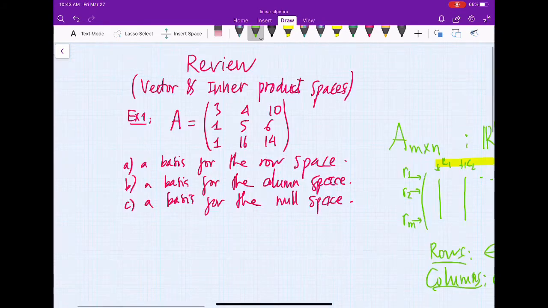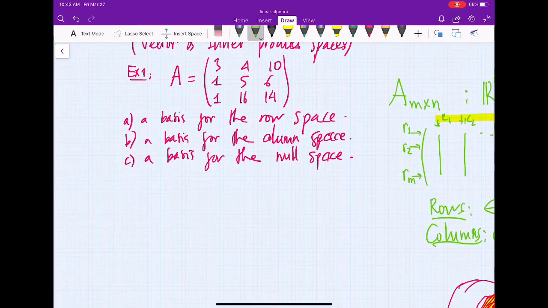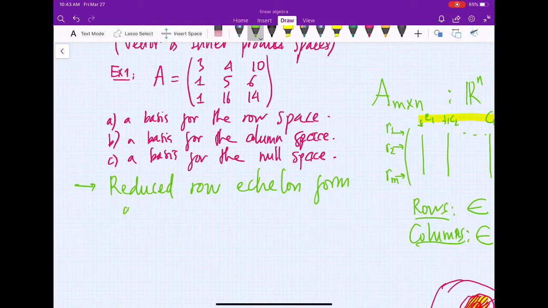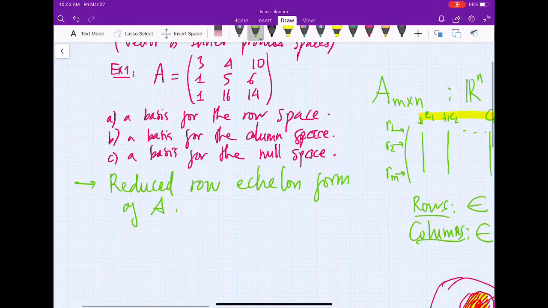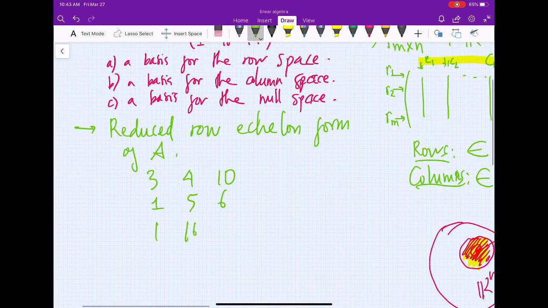Again, the null space of A is a subspace in Rn, not in Rm. Don't forget that. Based on this theoretical review, in order to solve these questions, we need to get the reduced row echelon form of A. Let's do that together. We just need to use elementary row operations. So I have 3, 4, 10 here, 1, 5, 6 here, and 1, 16, 14 here.